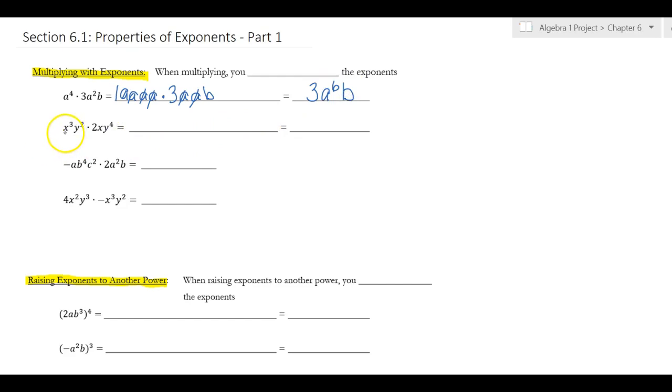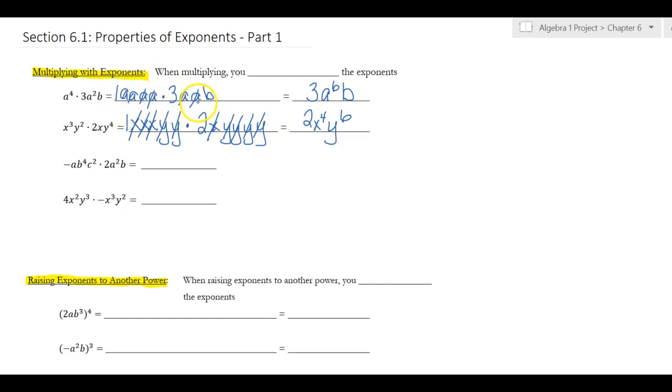Okay, so now let's do this next one. X to the third would mean I have 3 x's, and then I have 2 y's, and then a 2 with an x, and then 4 y's. So I multiply, and I have a 1 times 2, which is 2, and then I have 1, 2, 3, 4 x's, and 1, 2, 3, 4, 5, 6 y's. Okay. So we're not going to do all of them expanding like this, but I wanted you to see where it comes from.